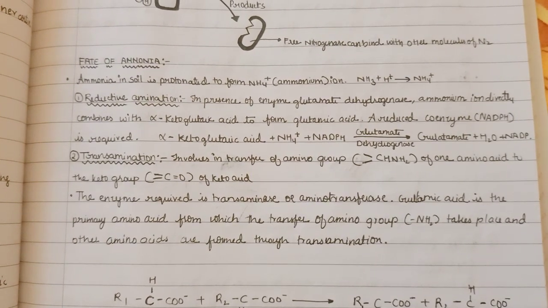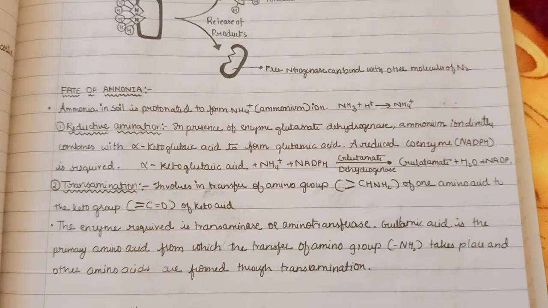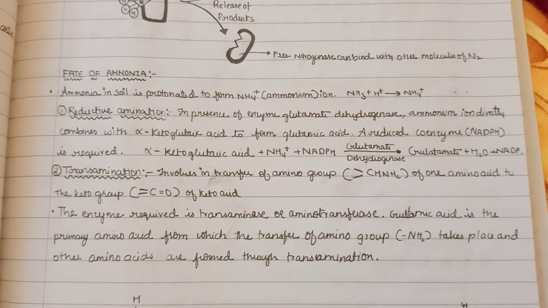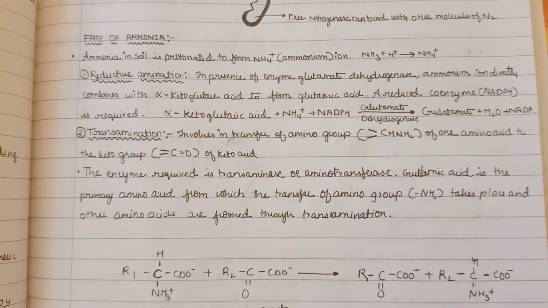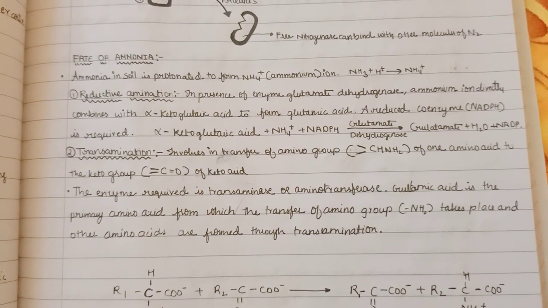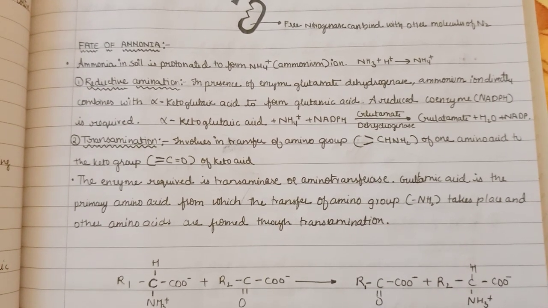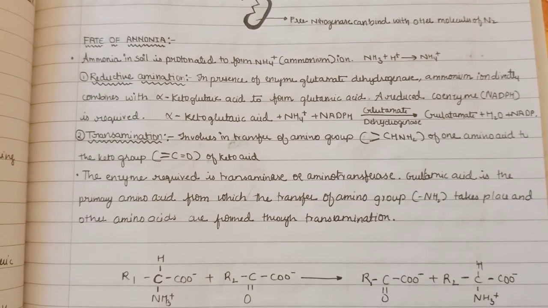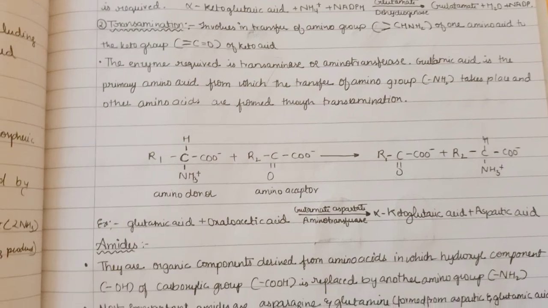Now the second step is transamination. It involves the transfer of the amino group of one amino acid to the keto group of a keto acid. The enzyme required is transaminase or aminotransferase. Glutamic acid is the primary amino acid from which the transfer of the amino group takes place, and other amino acids are formed through transamination. Here is the process.